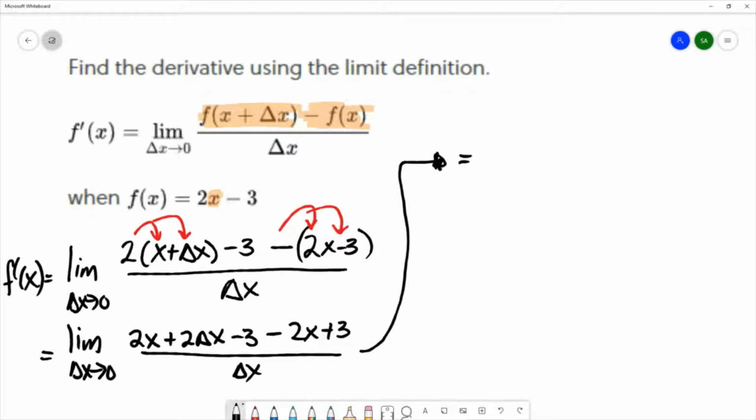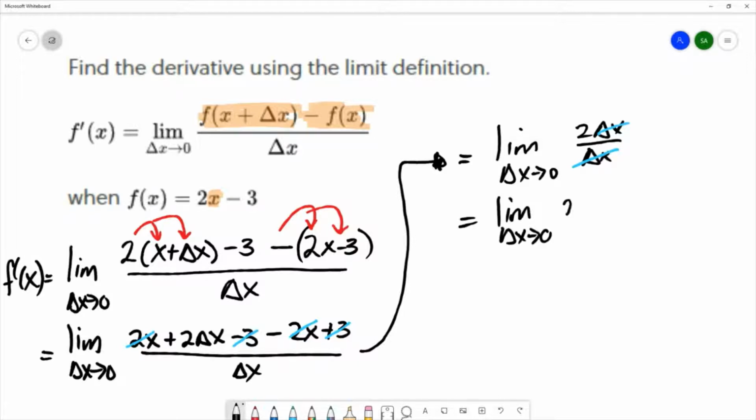I've got some terms that'll cancel each other out. I have a plus 2x and a minus 2x, a minus 3 and a plus 3. So I'm going to be left with the limit as delta x approaches 0 of 2 delta x over delta x. The delta x's reduce or cancel out, and now I have the limit as delta x approaches 0 of 2. The limit of a constant is that constant.